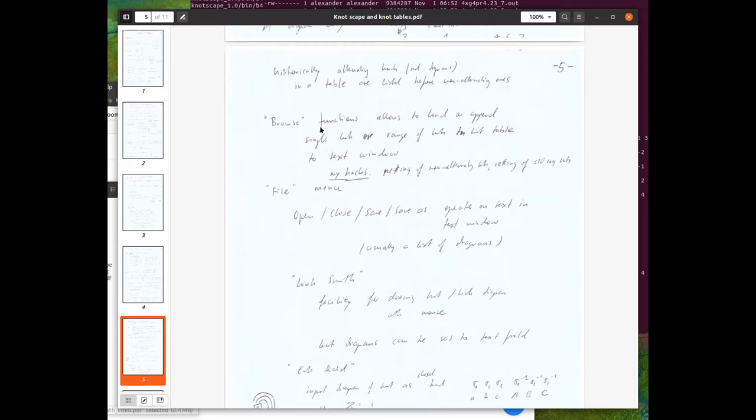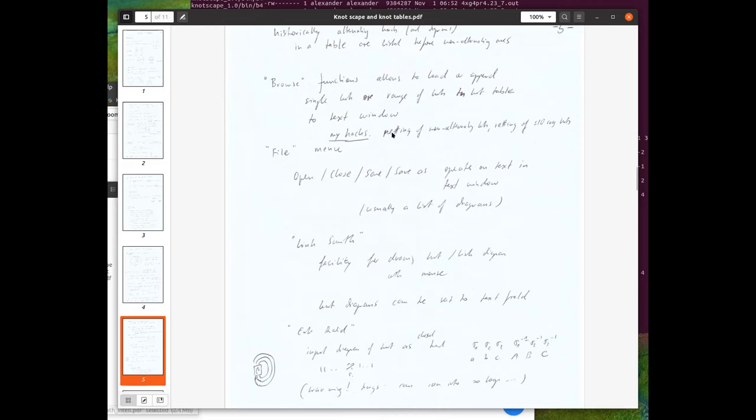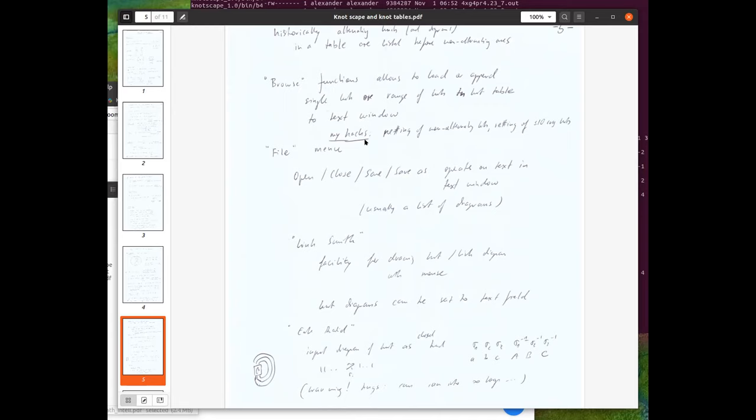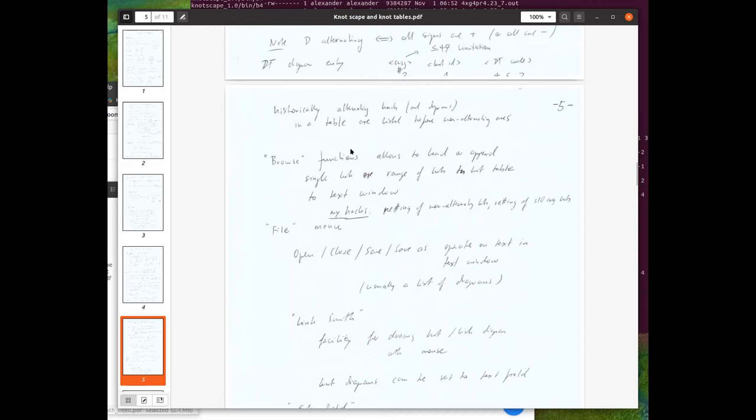But I have changed the functionality a little bit, and I have put the non-alternating knots immediately after the alternating ones. Because otherwise some functions return you, say, the knot is alternating, knot is non-alternating. I simply changed the order of the knots in the table so that the non-alternating ones are always after the alternating ones.